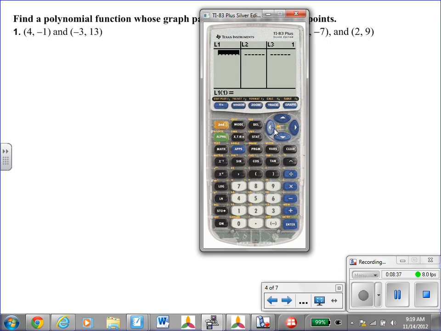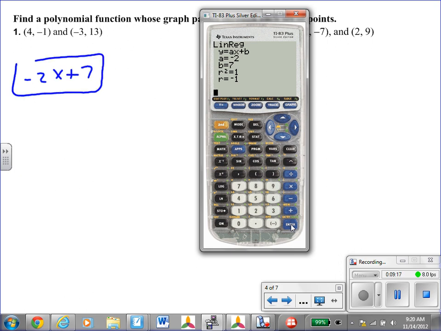Okay? So you go over here, you type in your x's, which are 4 and -3. And then over here you type -1 and 13. Stats right here. Okay? Once you get them typed in, what kind of regression are we doing? Linear. So go to calculate, go to linear regression, hit enter again, and it tells you what your equation is going to be. -2x plus 7. Okay?